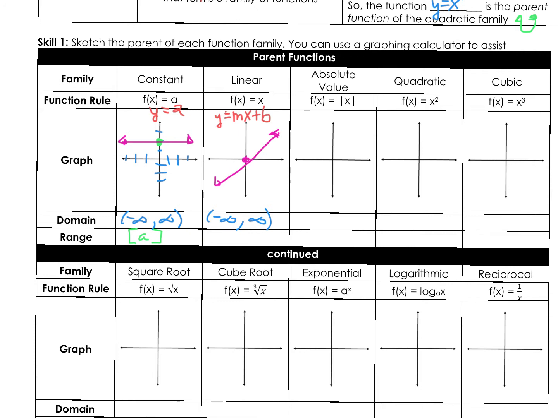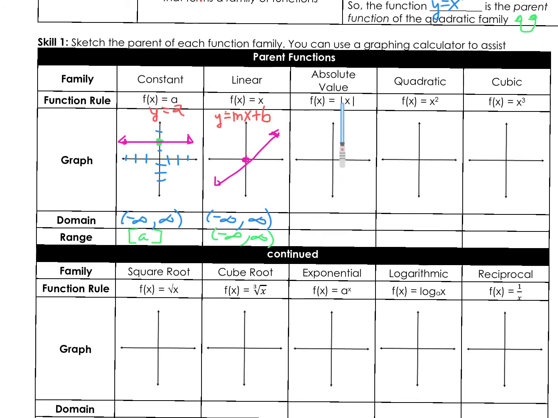And so the range is going to be the same thing. Whatever our x is, our y is going to be. So if our x is undefined, meaning it can be anything, then your y can be anything. And if you think about it, your y here goes down infinitely, so that's your lowest y direction is down, so that's negative infinity. And it goes up infinitely, which is positive infinity. So your range here for the linear function is also unrestricted, negative infinity to positive infinity.